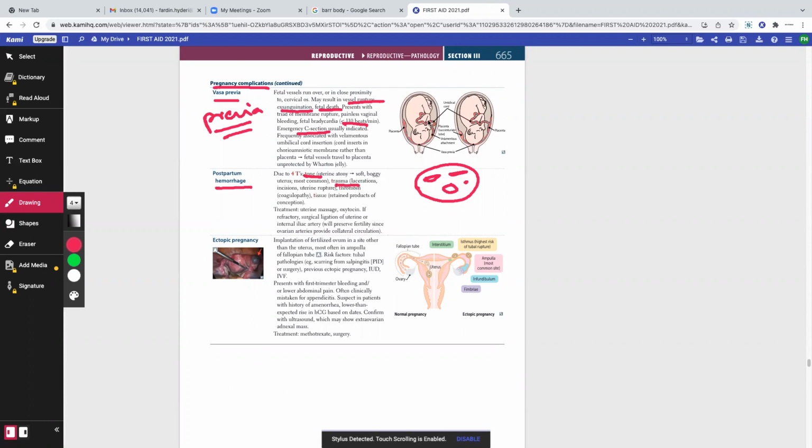There could also be trauma. That could be another cause. There could be thrombin or coagulopathy, or there could be retained products of conception. That is, retention of placenta can also cause postpartum hemorrhage. So that's that. Now, how do we treat postpartum hemorrhage?